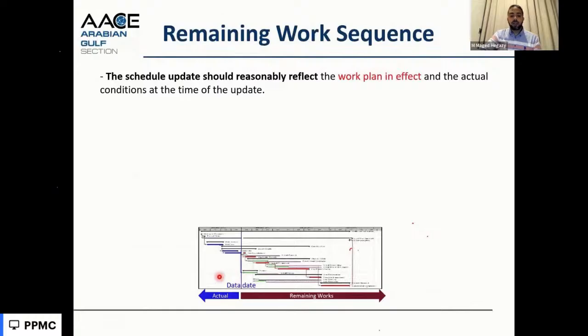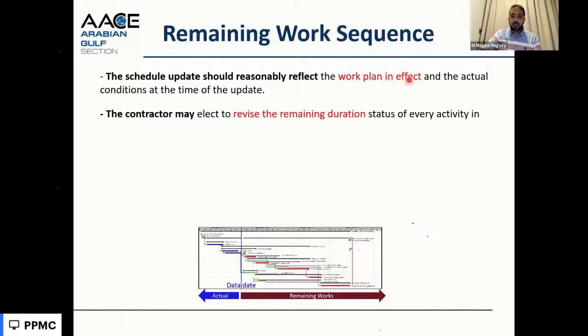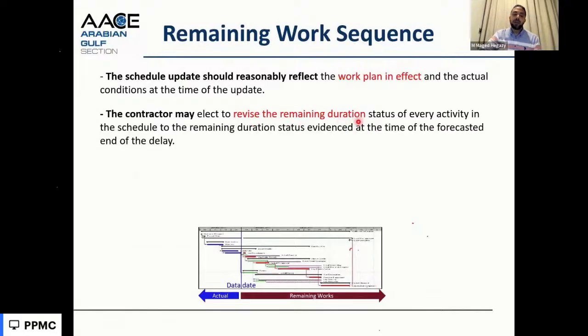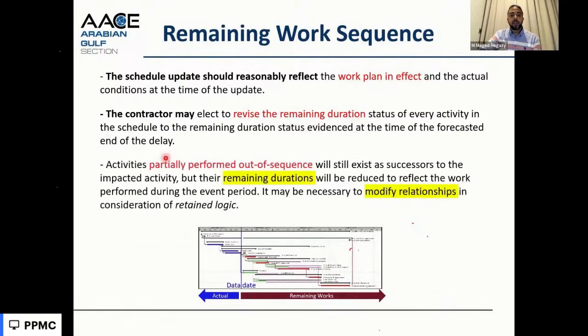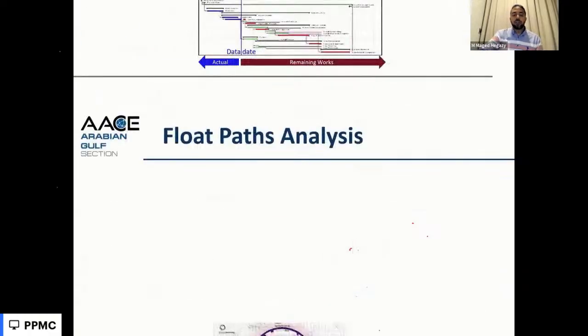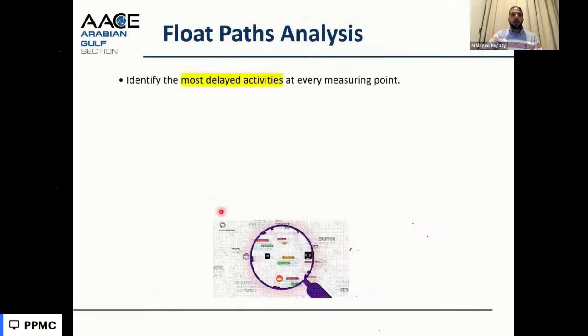We have actual and the remaining. The remaining calculates the critical activities of the remaining. We can check the duration of the remaining, as we said, proportional to the original duration. We also can modify the relationships with consideration of the retained logic as discussed. If it can proceed, we break the link. If it cannot proceed, we keep the retained logic. We need to check all these sequences.